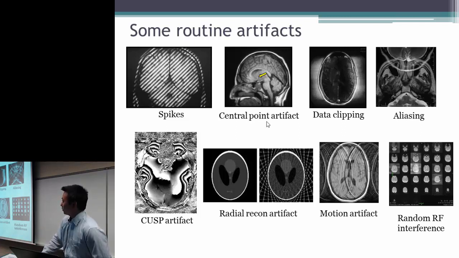This one is the central point artifact. We can see a bright point, or sometimes a dark point, at the exact center of the image. This is caused by a shift of the receivers, so that there is a DC component throughout the whole k-space. When there is a DC component in the k-space, its Fourier transform is at the center of the image. So this is the center point artifact.